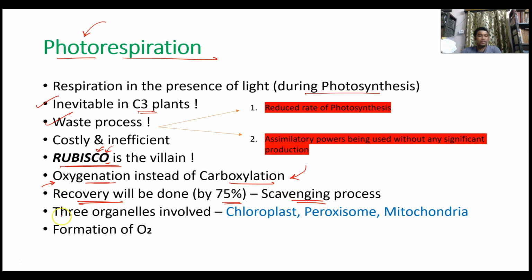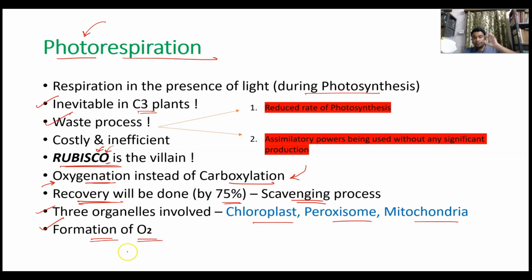Please remember. Next point, in this photorespiration process, 3 different cell organelles are involved. It's not only about the chloroplast, something we have seen in conventional photosynthesis. Rather, though it's a wasteful and inefficient process, it involves 3 different cell organelles: chloroplast, peroxisome, and mitochondria. Last but not the least, it will also help in the formation of oxygen.